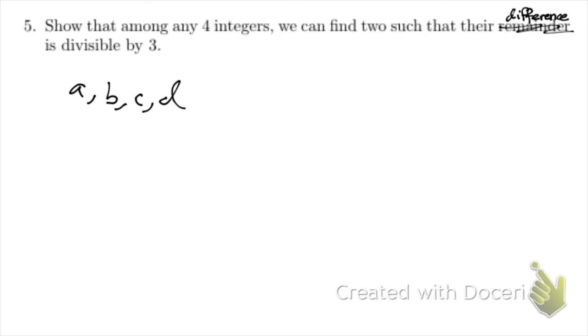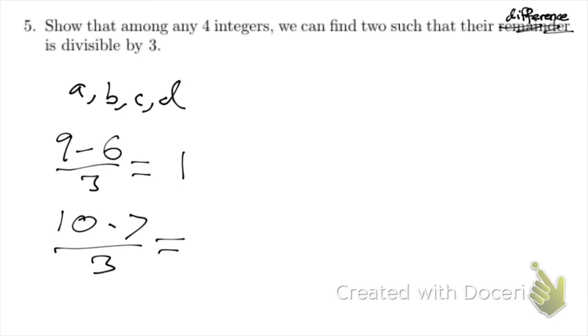We might notice, well, of course, the difference of 9 and 6, they're both divisible by 3, and that is going to be divisible by 3 as well. Okay, another example would be the difference of 10 and 7. That's also divisible by 3. So what's special about 10 and 7? What is the same about them that means that their difference is going to be divisible by 3?